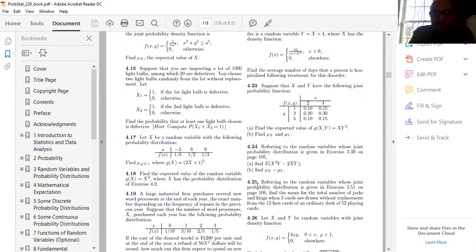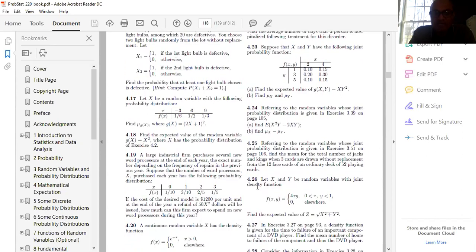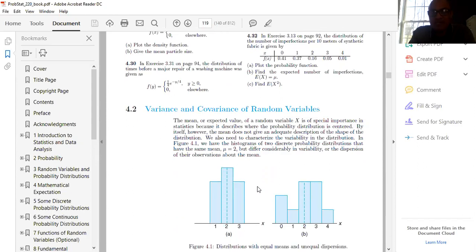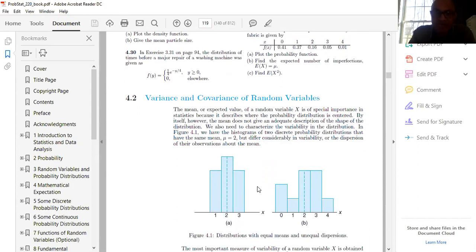And now I would like to start the next article, that is the variance and the covariance of a random variable. First of all, what we mean by the variance. Variance means it's a kind of spreading from the mean. So this is the mean value 2, here is the mean value 2. You can see this is the spreading from this mean value to the right side as well as the left side. That's called the variance.